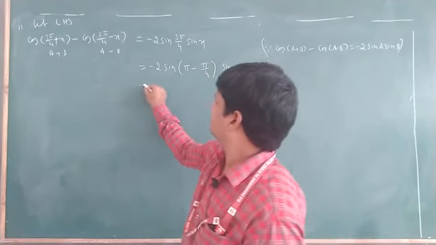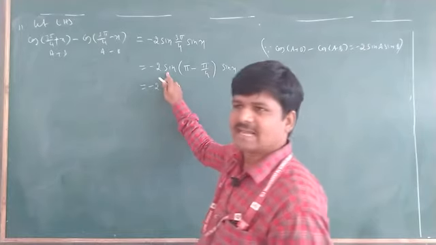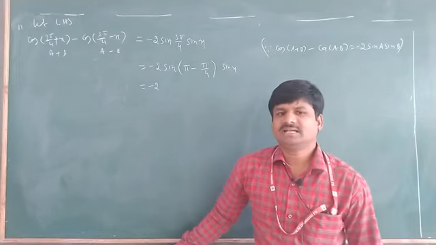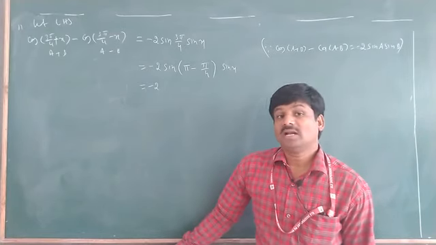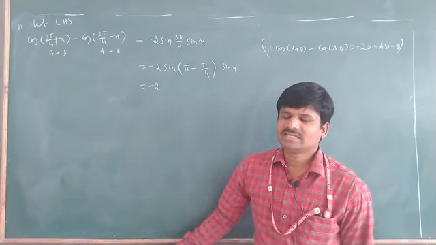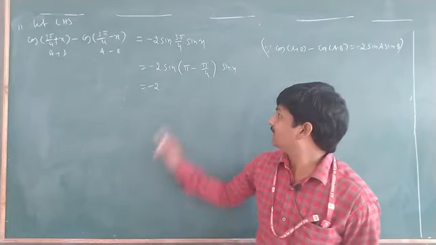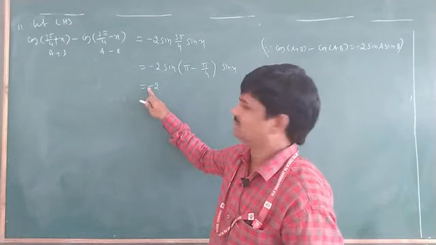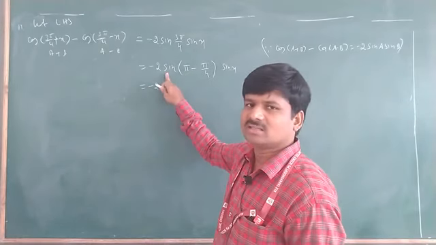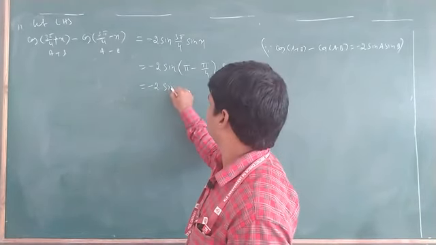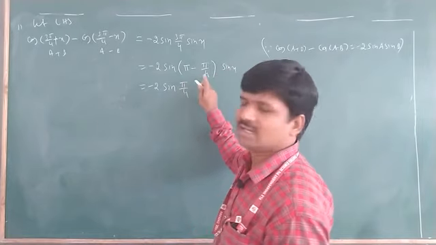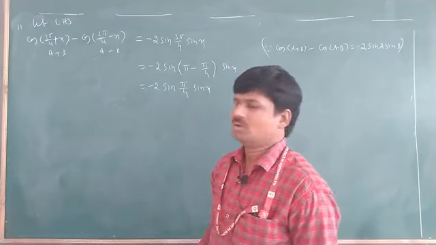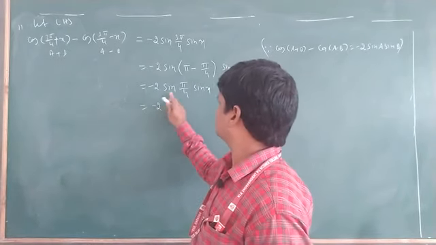Next, minus 2 sin of 180 minus theta. Which quadrant does 180 minus theta lie in? 180 minus theta means second quadrant. In the second quadrant, sin is positive. Since it is 180, the sign does not change, so sin stays sin theta. Theta means here pi by 4 into sin x.